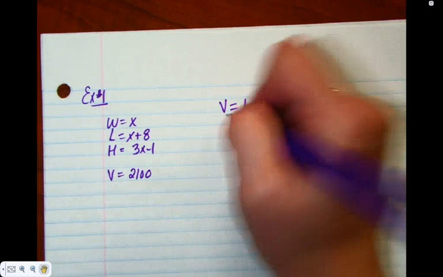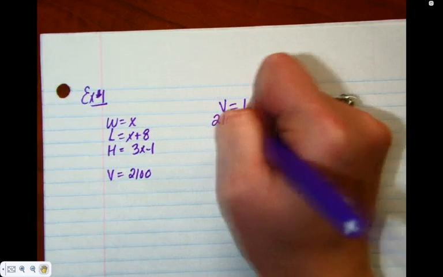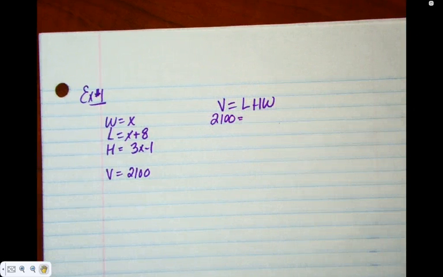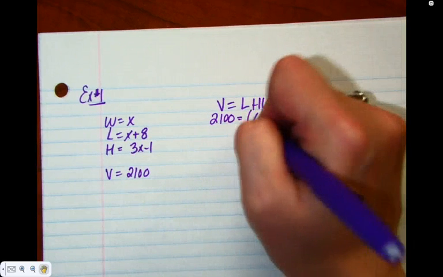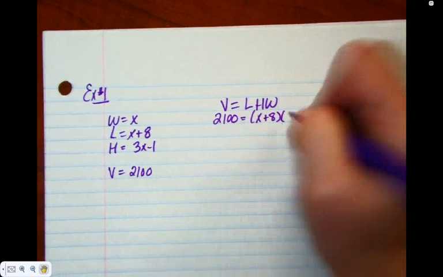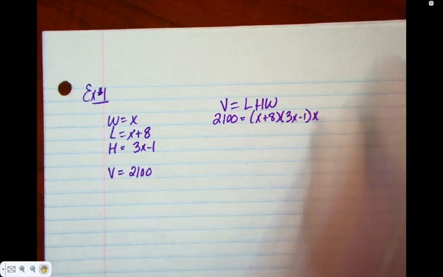I have the volume, so I'm going to put it on the left-hand side. I have the length, so I'm going to put that on the right-hand side. I have the height, and I have the width.